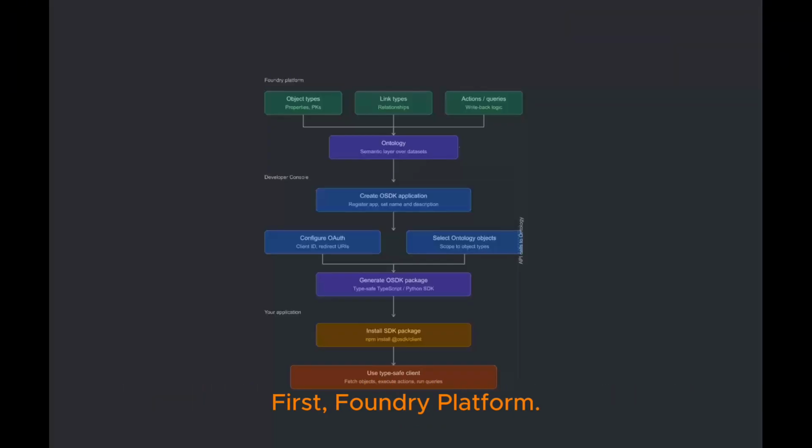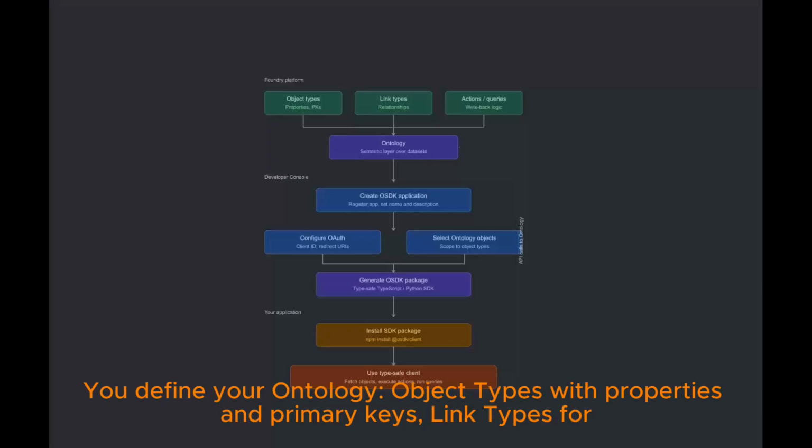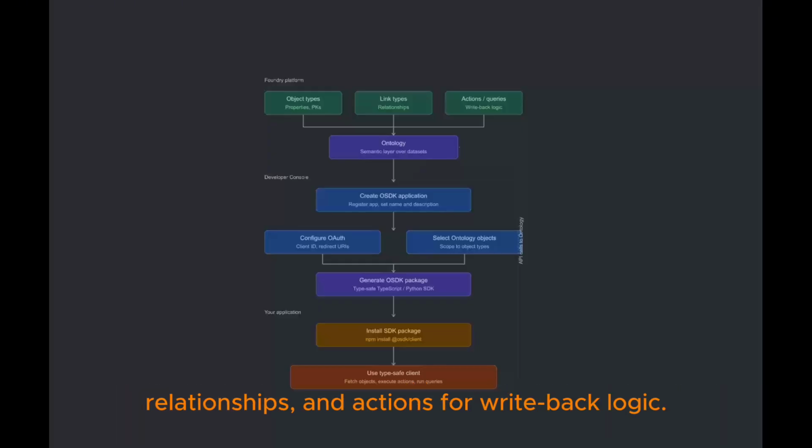First, Foundry platform. You define your ontology, object types with properties and primary keys, link types for relationships, and actions for write-back logic.